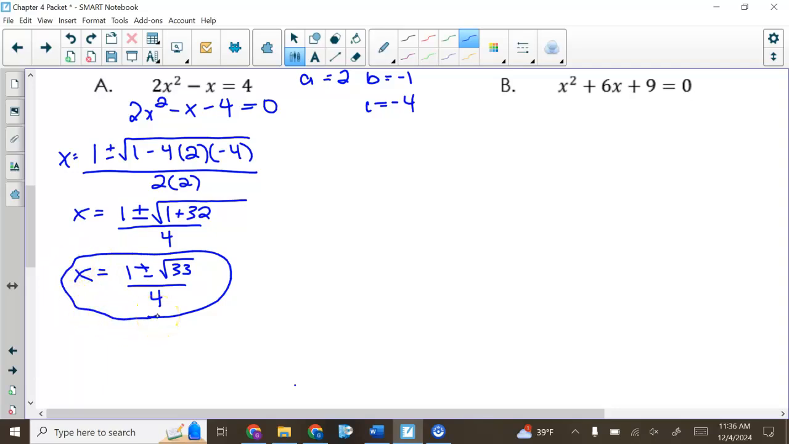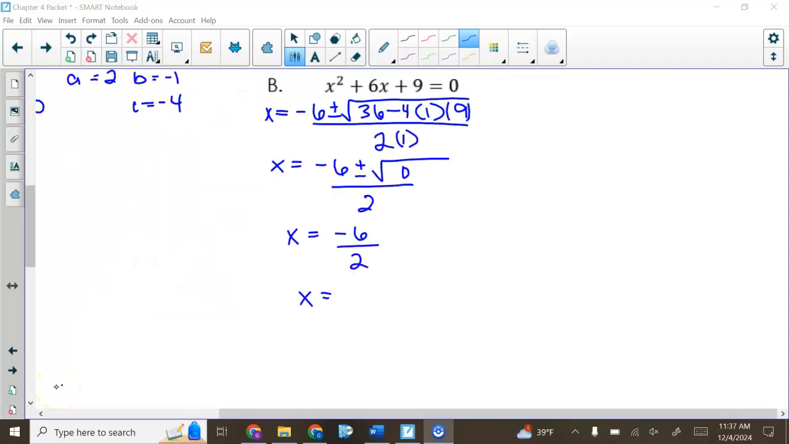Now, if we did want to find the decimal answer, you could type that in your calculator, 1 plus the square root of 33, all divided by 4, and then 1 minus the square root of 33, all divided by 4. All right, let's move over to part B. Why don't you guys try that one? Go ahead and figure out what is your A, B, and C, and then plug it into that quadratic formula. So I'll let you guys work on that one for a minute. And go ahead and pause the video.